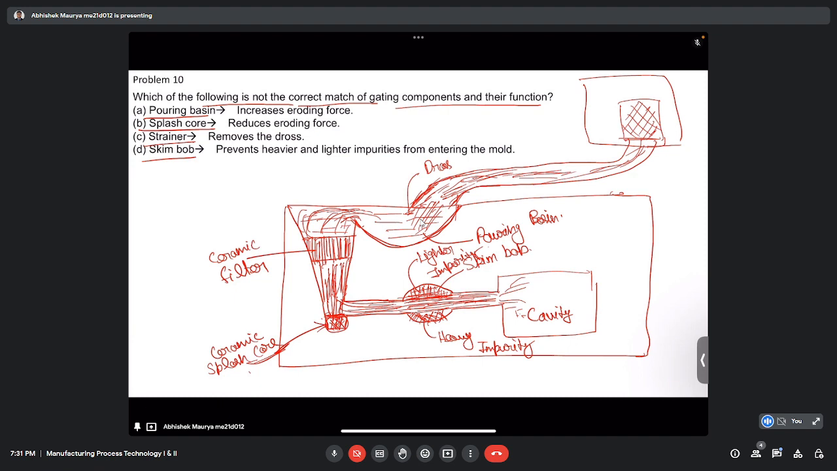Option A, pouring basin increases the eroding force. No, it's wrong. It decreases the eroding force. And splash core reduces the eroding force. Yes, it is correct. Strainer removes the dross or solid waste. Correct. Skim bob prevents heavier and lighter impurities from entering into the mold. It is also correct. So the correct option for this question is the first one, because it is not correct.